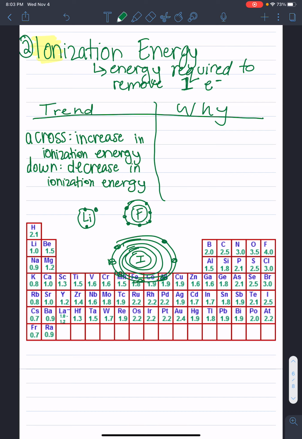Okay, so now we need to figure out our why. So let's look for our first one across. We're going to be comparing Li and F as we go across, right? Because Li and F are both in our same row. Li is over here and F's all the way over here. So as we go across, why do we see an increase in ionization energy?